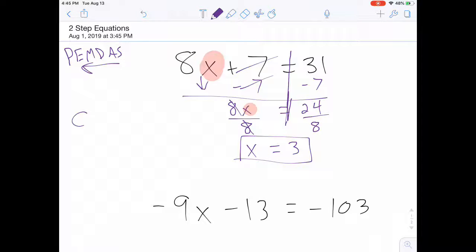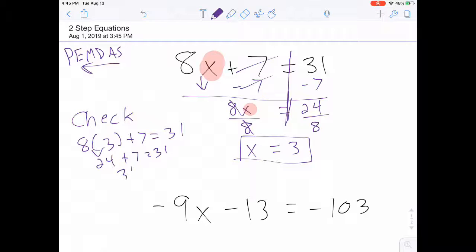If I had to check my answer, I would plug 3 in for x, and I would evaluate using order of operations to see if it equals 31. 31 equals 31, checks out, which means that my answer is x equals 3.